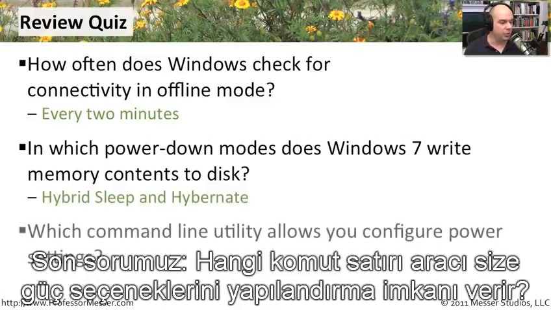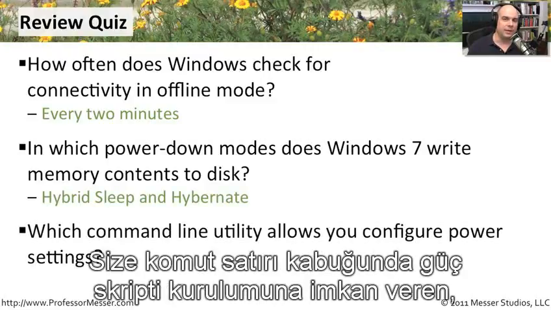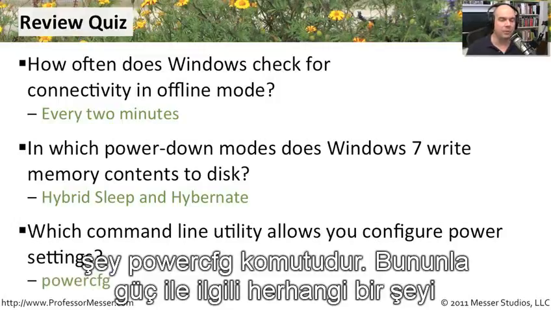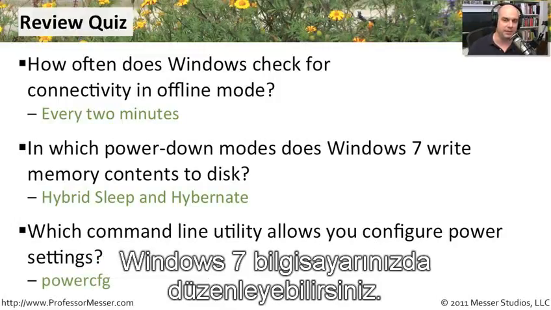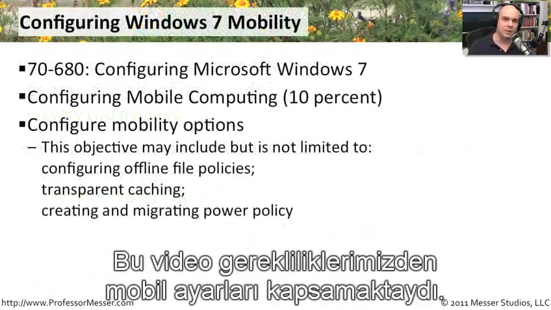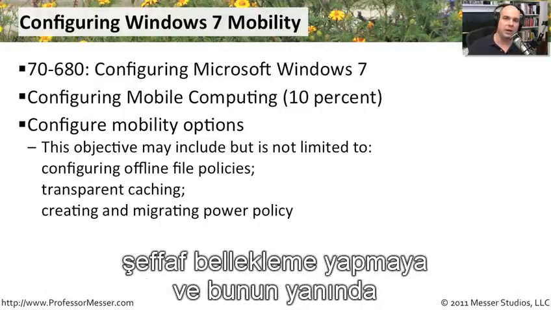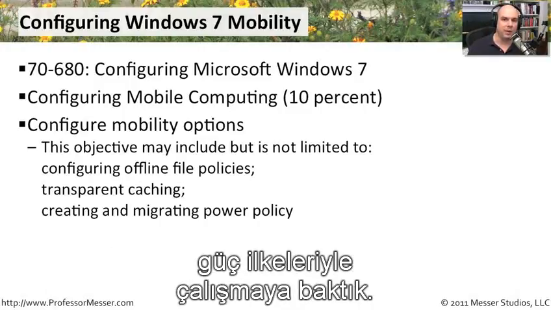And our last question, which command line utility allows you to configure power settings? And that's one that allows you to set up a power script, run it at the command line shell to be able to run PowerCFG, configure anything relating to power on your Windows 7 computer. That covers our requirements for this video on these mobility options. We've looked at configuring offline file policies, transparent caching, and also working with our power policies.